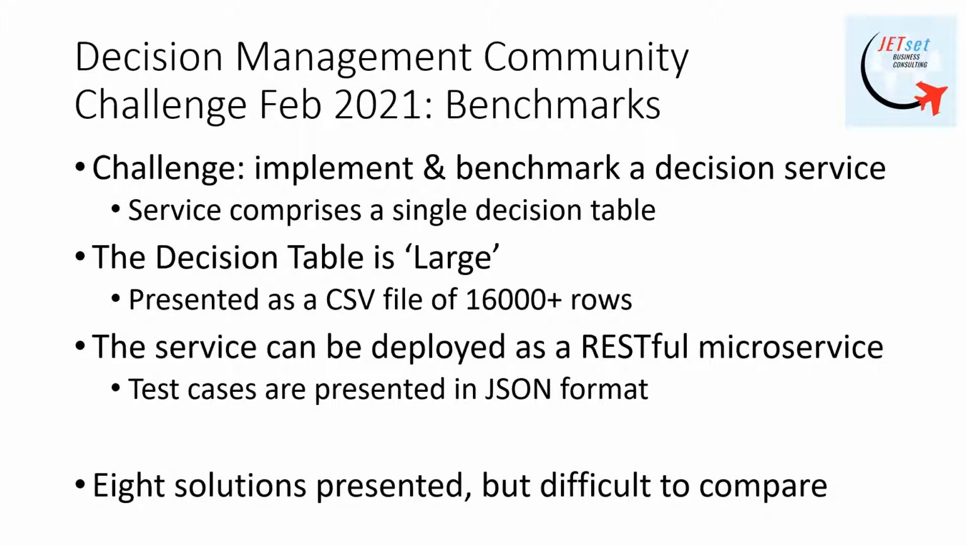So the challenge presents the table essentially as a CSV file, but it's got over 16,000 rows. And the idea was to build something which could be deployed as a RESTful microservice. So there are a set of test cases to run against it, which were presented in the JSON format. And a number of solutions were presented, but they are a little bit difficult to compare because you're really not comparing like for like. So exactly what the results are telling you is a little bit ambiguous.